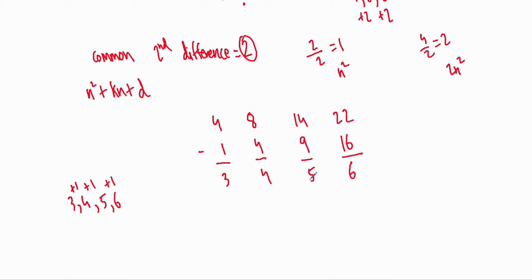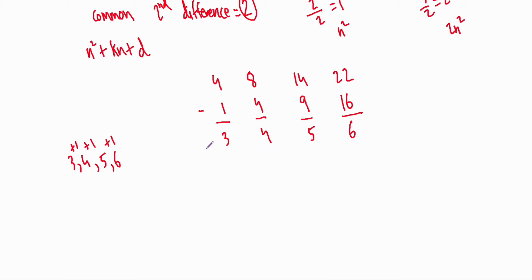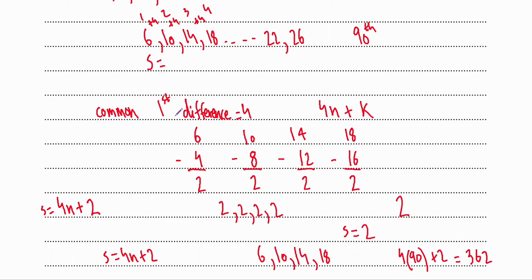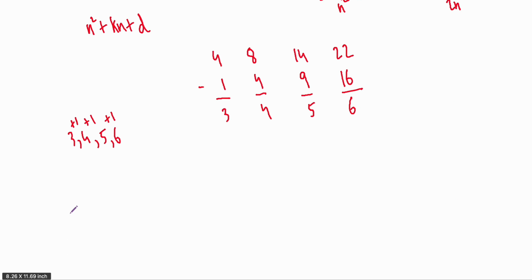So now this is actually a linear sequence. And remember what we did with the linear sequence right here. If the common first difference is 4, then we write it as 4n. Well, since the common difference is 1, we just write it as 1n. So now we have 1n plus, so instead of writing 1n, I'll just write n.